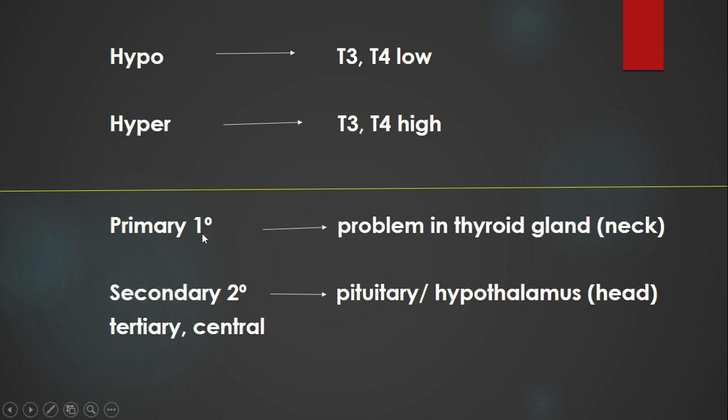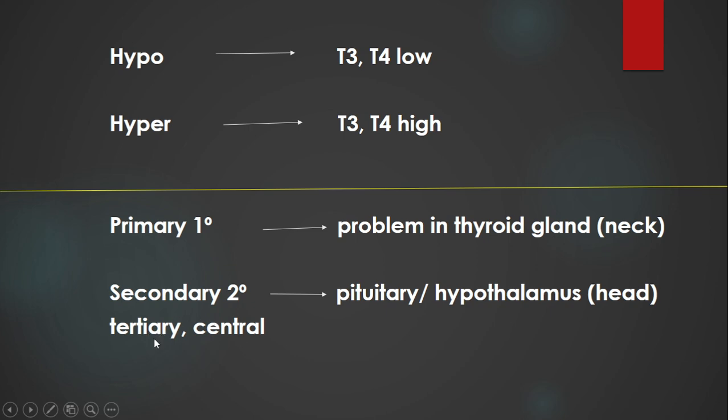Primary means 1 degree. That means the problem in neck region, that is thyroid gland. Primary means problem in thyroid gland, and primary can be hypo and hyper. Okay, similarly another term secondary is there, 2 degree. Secondary means problem in head region, that is pituitary or hypothalamus, and secondary also can be hypo and hyper. Okay, secondary is also called central problem.